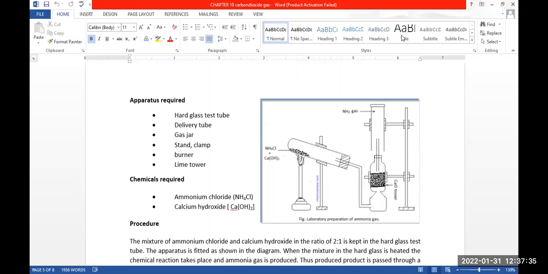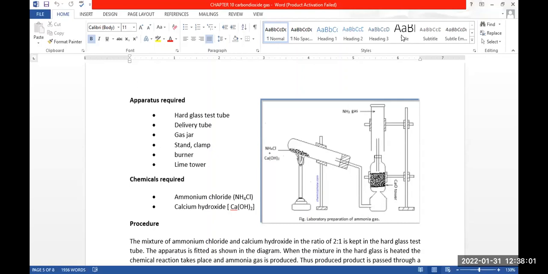Next is what is the color change of that litmus paper with this substance? Means it turns wet red litmus paper into blue because of its basic nature. Next is what is its weight in relation to the air? Means it is lighter than air.